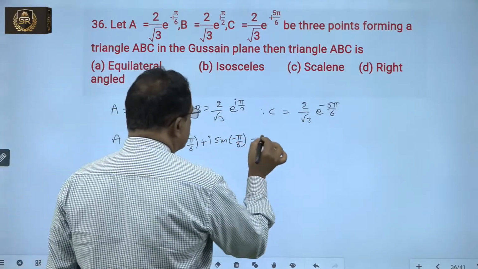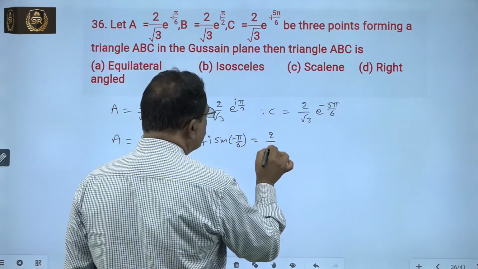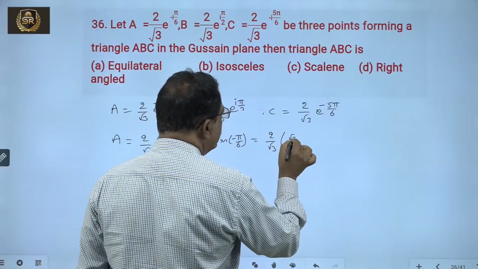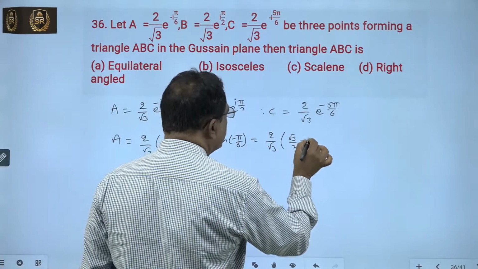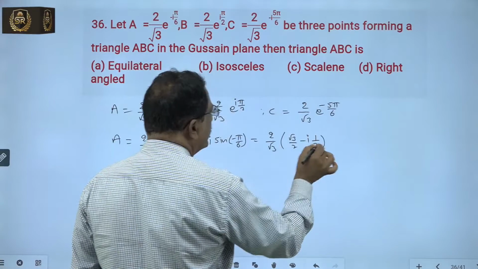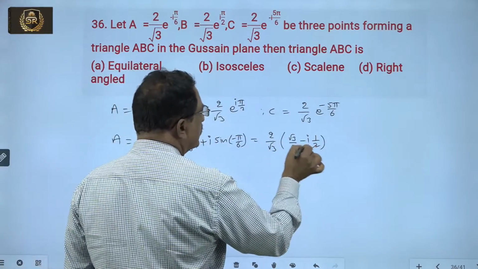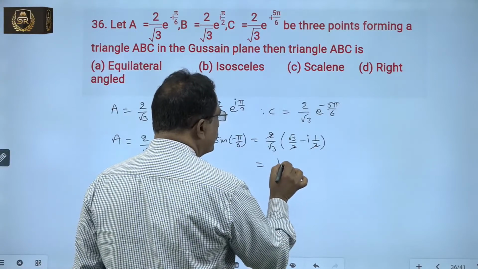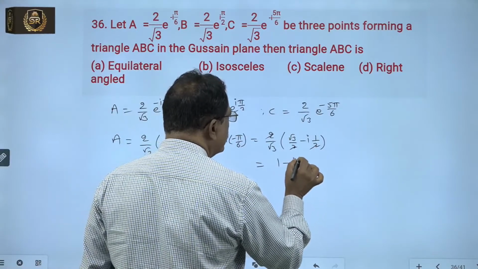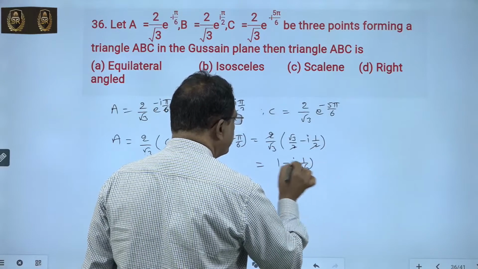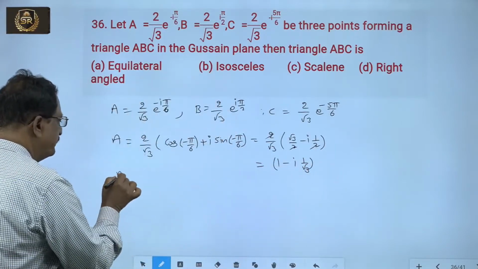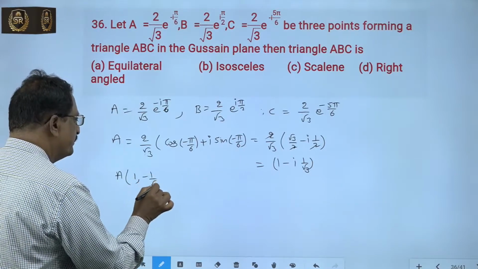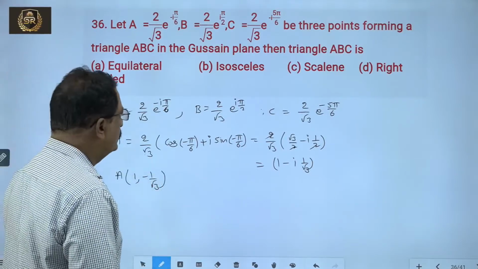Now that equals 2 by root 3 into cos minus pi by 6 plus i sin minus pi by 6, that is root 3 by 2 minus i into 1 by 2. Multiply it, take 2 common and cancel it, that equals 1 minus i into 1 by root 3. Therefore, the point A equals 1 comma minus 1 by root 3.